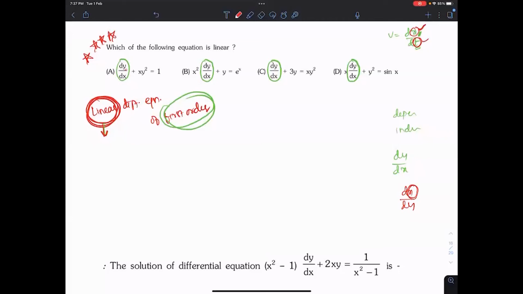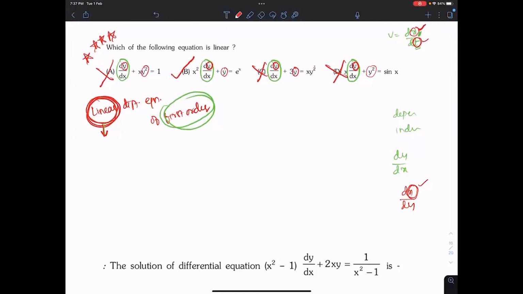Now linear means degree one. Degree one is for the dependent variable. So what is the dependent variable here? For example, y. What is the degree of y here? 2. So this is not a linear differential equation. Here the dependent variable is y. What is the degree of y? 1. Yes, this is a linear differential equation. What is the degree of y here? 1. But here the second one is also there. This is not a linear differential equation. Here y is the dependent variable. What is the degree? 2. So this is not a linear differential equation.